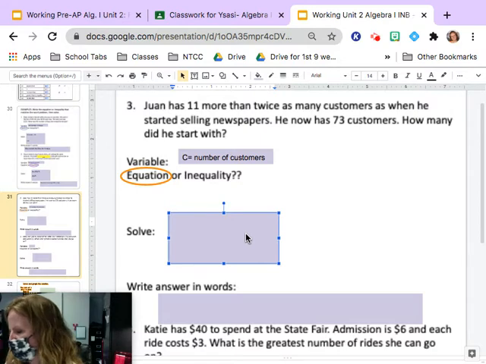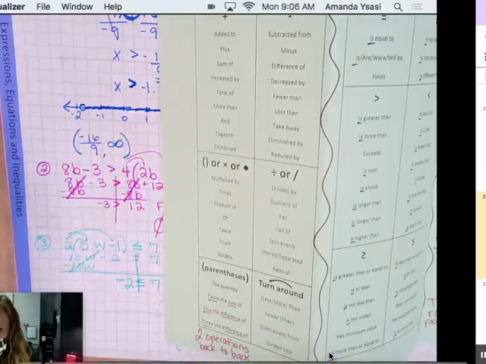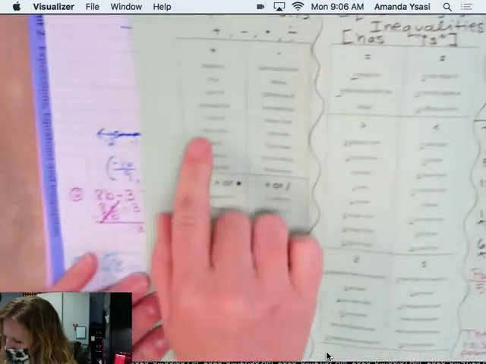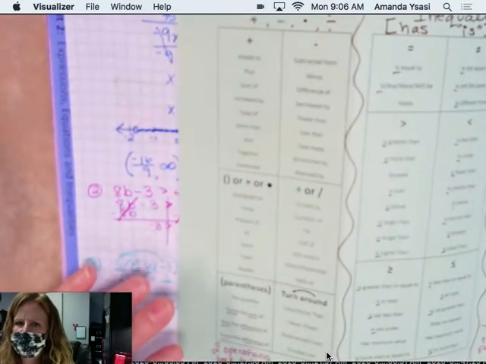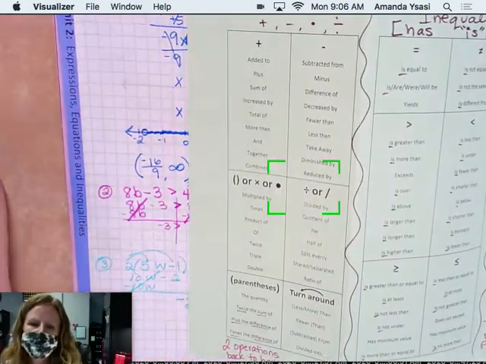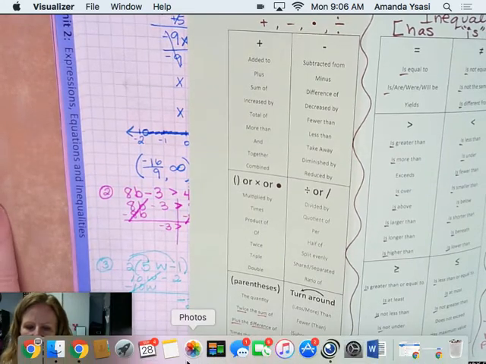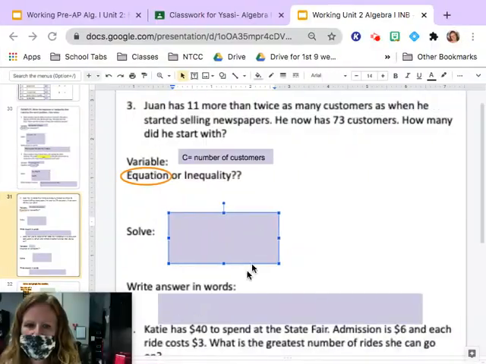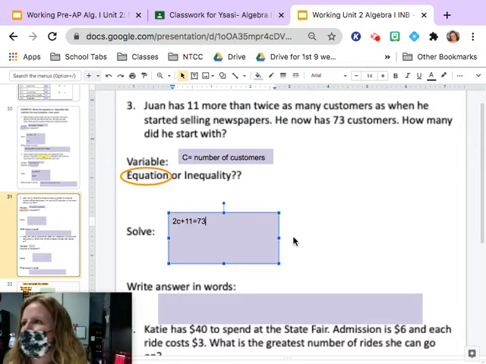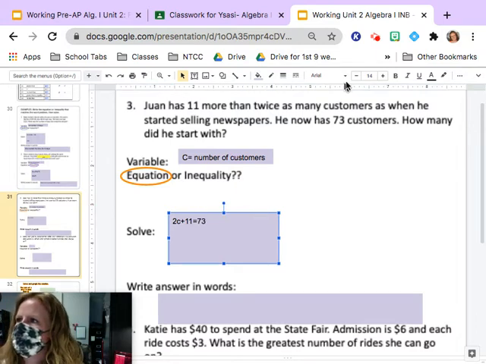11 more than twice as many customers as he started with. Remember the green paper that we looked at? 11 more than. So that's an addition problem. And then twice would be a multiplication problem. So 11 more than twice as many. So 2C plus 11. He now has 73. 2C plus 11 equals 73.